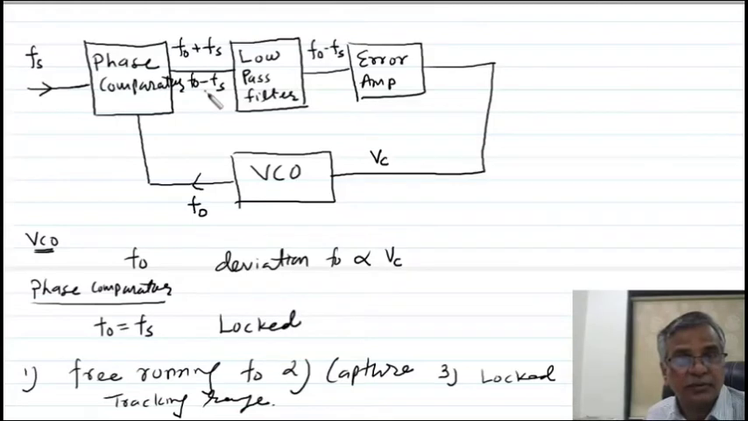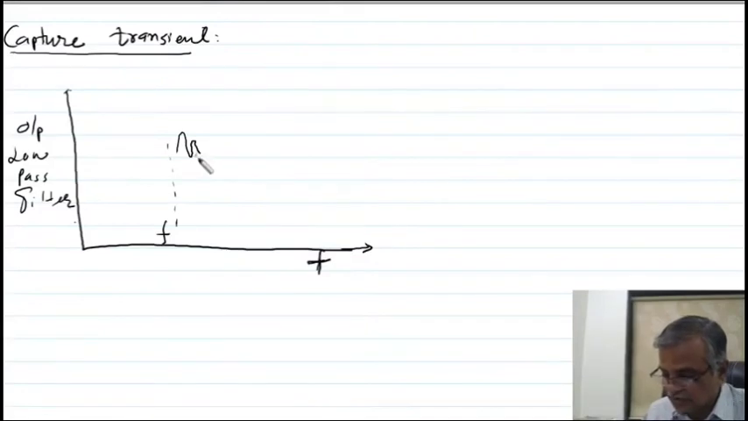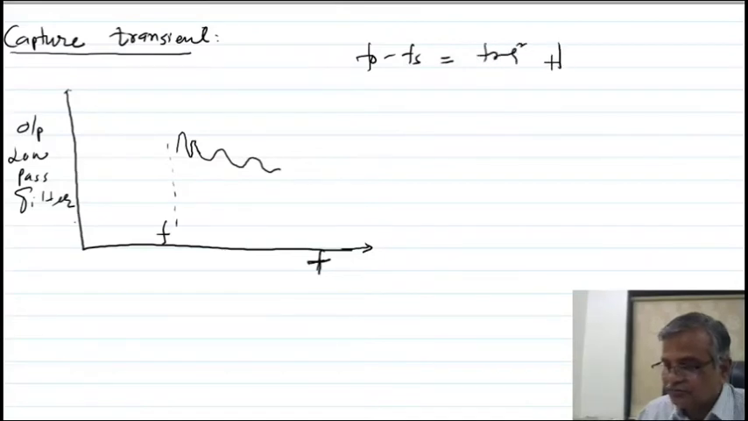The difference FO minus FS will be reduced. When FO will be equal to FS, then this is reduced. You can see it is reduced like this. FO minus FS is reduced, which means the frequency F is reduced. It means the periodic time increases.